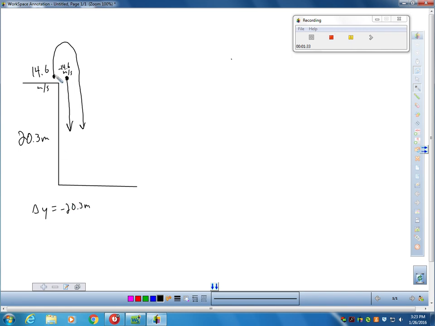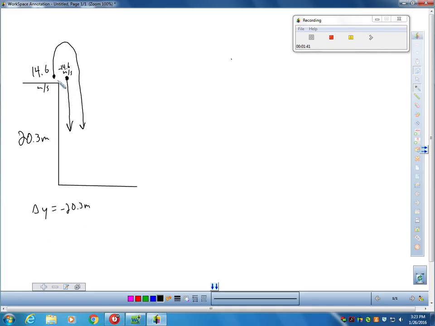And so it does not matter that this one goes upwards and then falls downwards and this one just goes straight downwards. In both cases, what we need to know is where did they start and where did they finish. And so they finished 20.3 meters below where they started, so delta y is negative 20.3 for downwards.